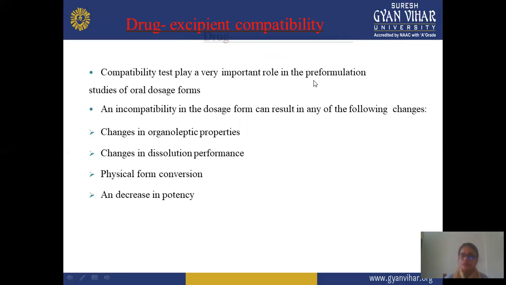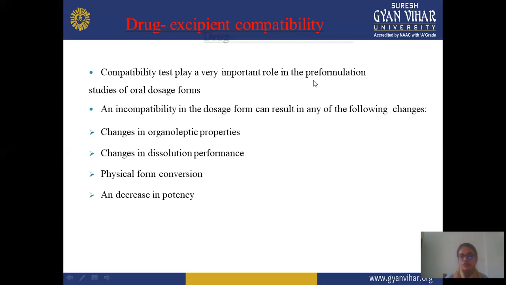But if your formulation shows certain incompatibility problems, maybe a drug excipient interaction or any other incompatibility problem, you can see certain conditions. First is change in organoleptic property. Your formulation may change its organoleptic properties. Organoleptic properties mean taste, odor, color. These types of properties change.